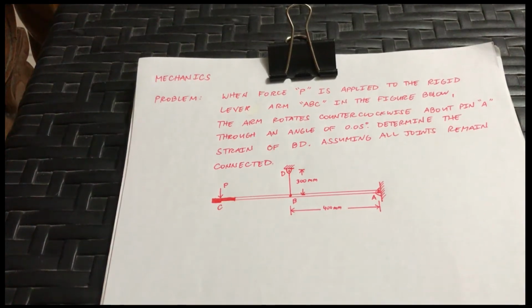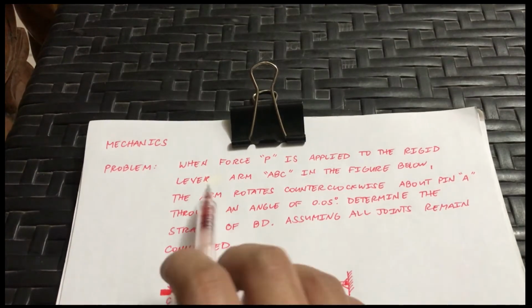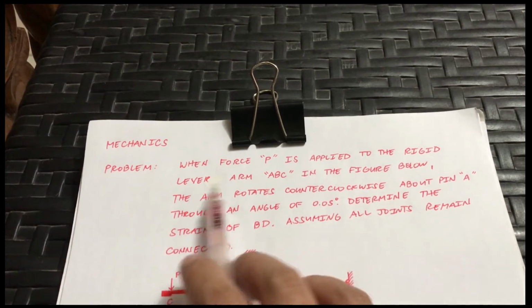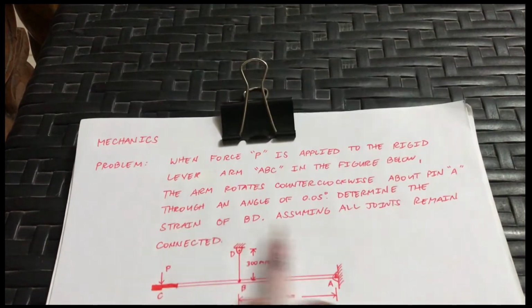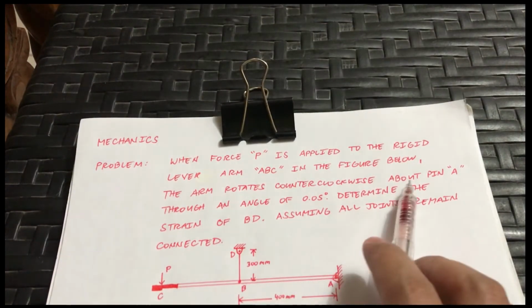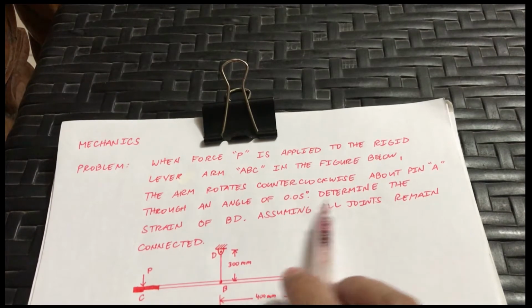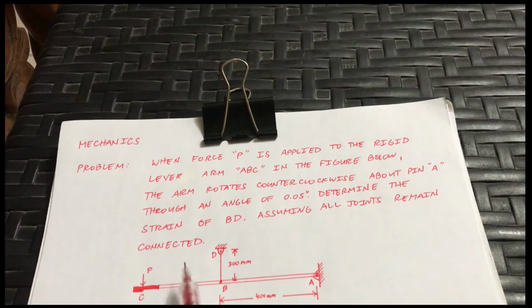Hello everyone. In this video, let us try and solve this problem. We have when force P is applied to the rigid lever arm ABC in the figure below. We have the figure right here. The arm rotates counterclockwise about pin A through an angle of 0.05. Determine the strain of BD assuming all joints remain connected.